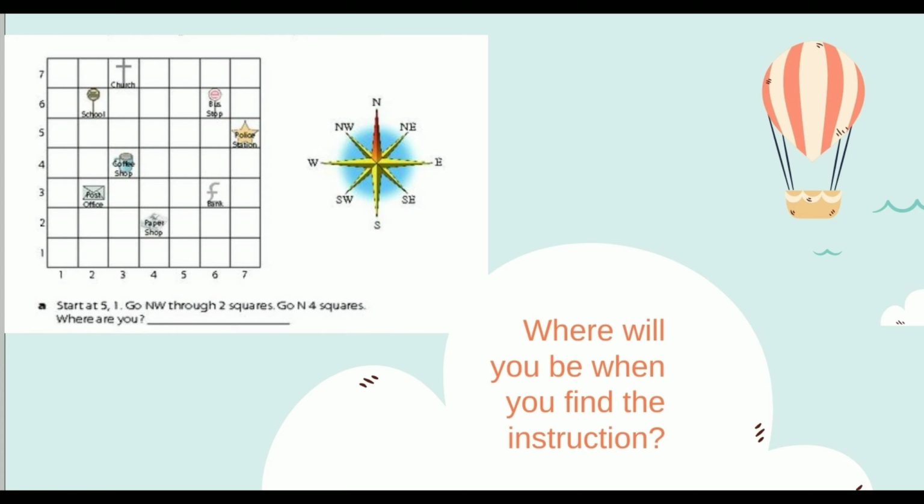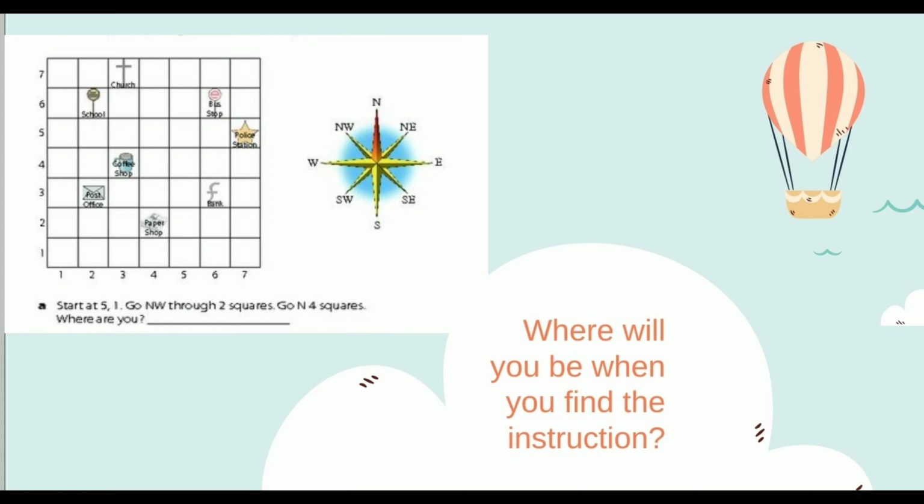Okay, so we are at 5-1 and we're going to go northwest. We have our compass rose right there as a guide to ensure that we're going in the right direction. It says go northwest through 2 squares. So if we're at 5-1, we're going northwest, so we go to the paper shop 1 square, and then we're going up again to beside the post office, so we're moving 2 squares right there. Okay, so we're beneath the coffee shop and beside the post office. Then it says go north 4 squares, and north is just going up, so we're going up 1 to the coffee shop, 2 above the coffee shop, 3 below the church, and 4 at the church.